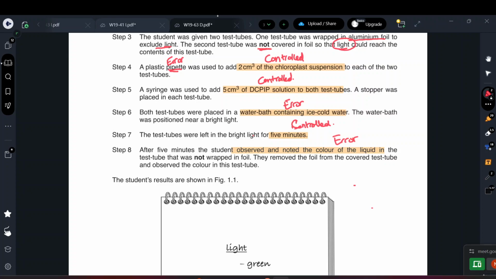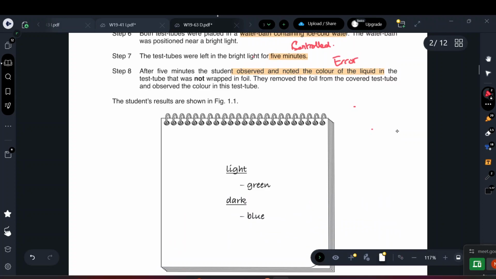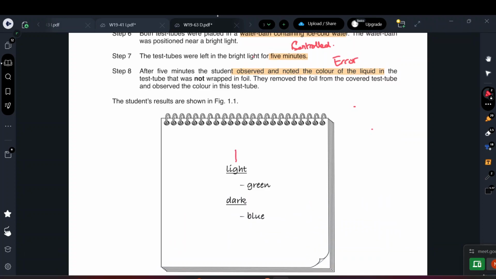The test tube that was not wrapped in foil, they removed the foil from the cover and observed the color in the other test tube. What happened? The test tube in the light gave me green color. Why did it give me green color? Because the DCPIP changed from blue to colorless, since photosynthesis occurs in the light. So the green color of the chloroplasts can be seen. While the one in the dark, the DCPIP remained blue because the photosynthesis did not happen.